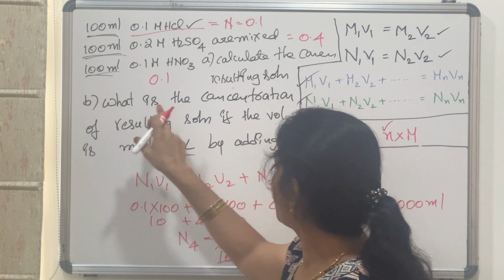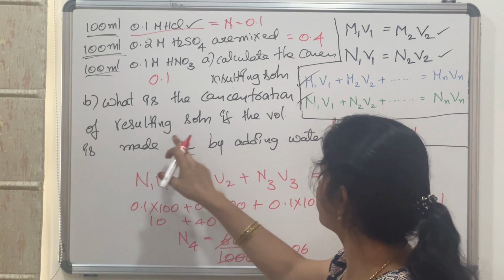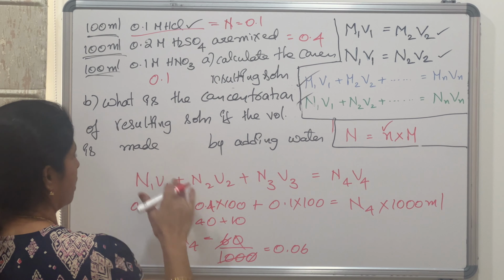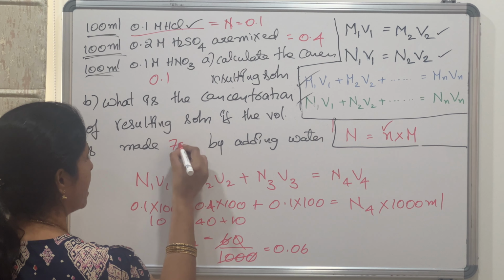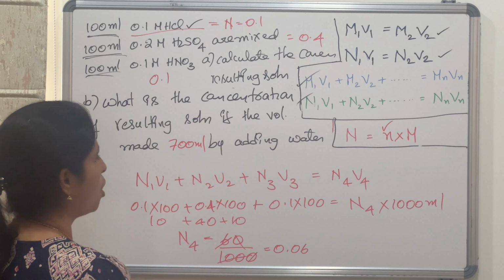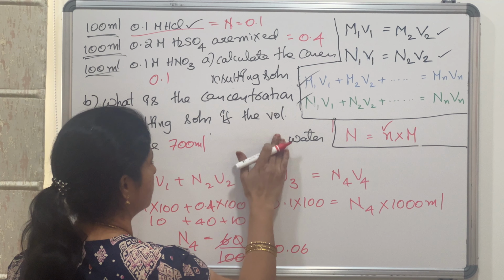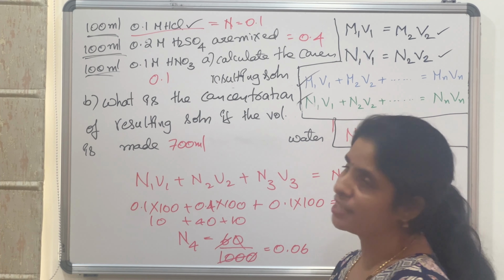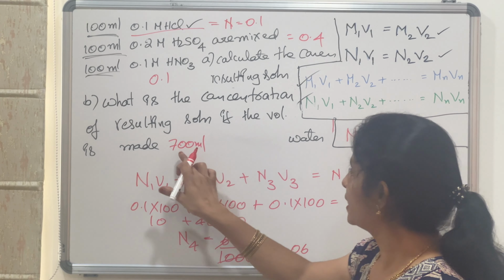I'll add another question. What will be the concentration of the resultant solution if we add 700 ml of water? Solve this question on your own. What will be the general mistake here?